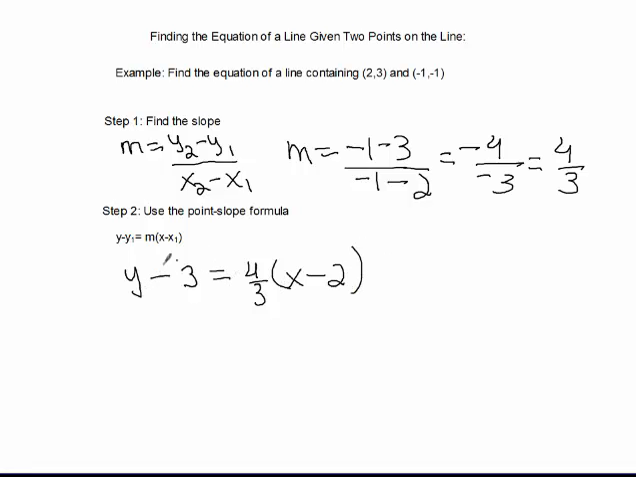And like I said before, this is an equation of the line. It's just in point slope form. If you would like to write it in slope intercept form, you would get y by itself.